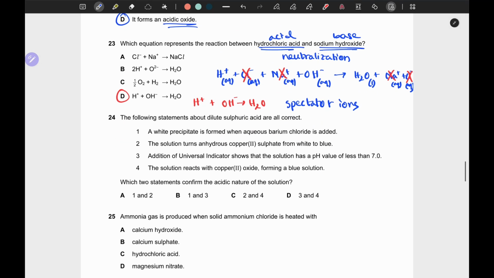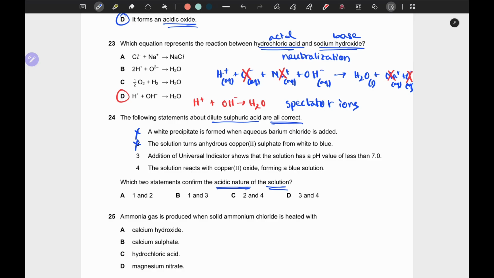Moving on to number 24, the following statements about dilute sulfuric acid are all correct. So we don't have to worry about whether it's wrong or not, but which two statements confirm the acidic nature of the solution? So we need to find the statements which refer to the acidic property of sulfuric acid. If you look at 1, a white precipitate is formed when aqueous barium chloride is added. So this doesn't indicate anything about an acid-base reaction or any acidic behavior. Then number 2, the solution turns anhydrous copper(II) sulfate from white to blue. Again, this doesn't refer to any acidic property.